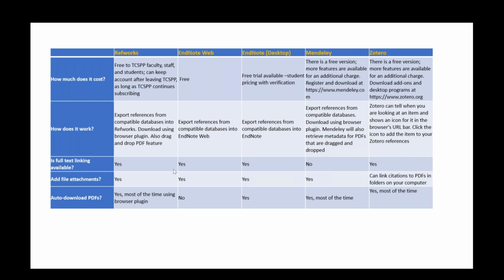Most of these you can add file attachments to. With Zotero, as I said, it doesn't have a standalone PDF storage, but you can link citations to PDFs in your folders on your computer, for example. So there's a linking tool. Some of these allow you to auto download PDFs, but it depends on where that PDF is located and what version you have. With RefWorks, for example, you have to have the browser plugin.